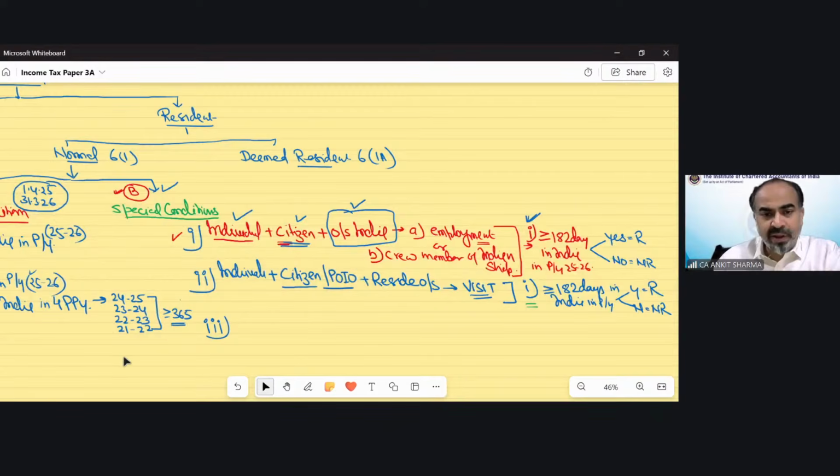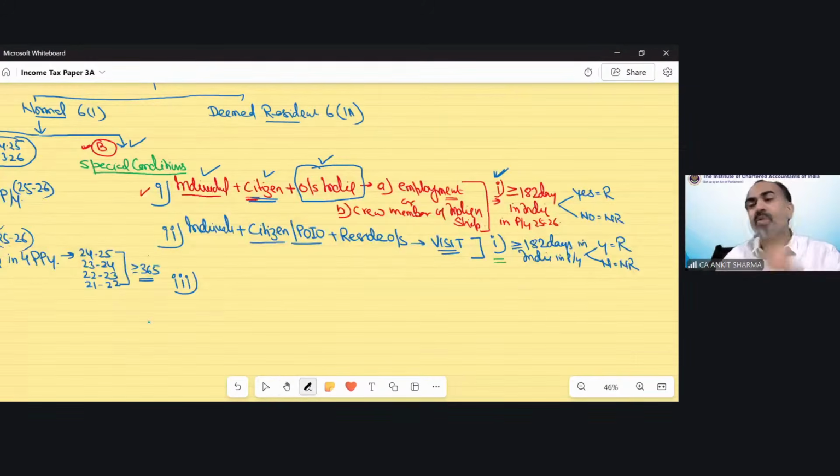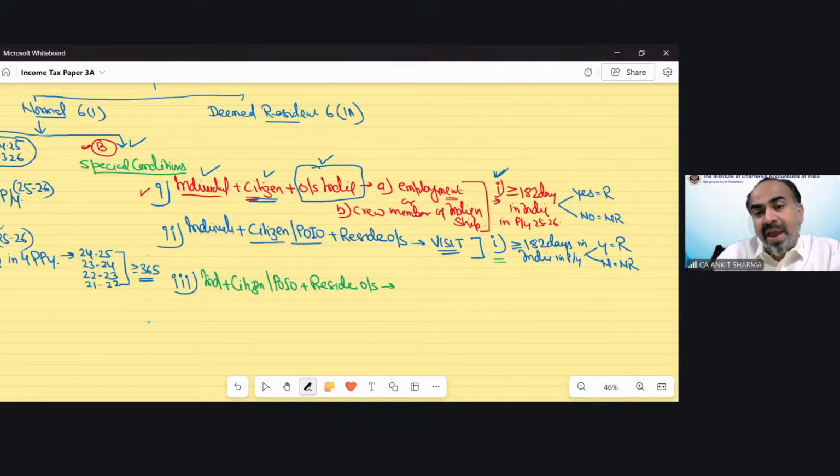So if you do fall in category B, third point, you can see in category B, first and second points, only one condition is to be checked. But in the third, again, two conditions. One is the same, 182 days, and a new condition is going to be added in this. So if you are an individual, again this benefit is for both citizen and person of Indian origin. Almost the same as condition number 2, you reside outside India.